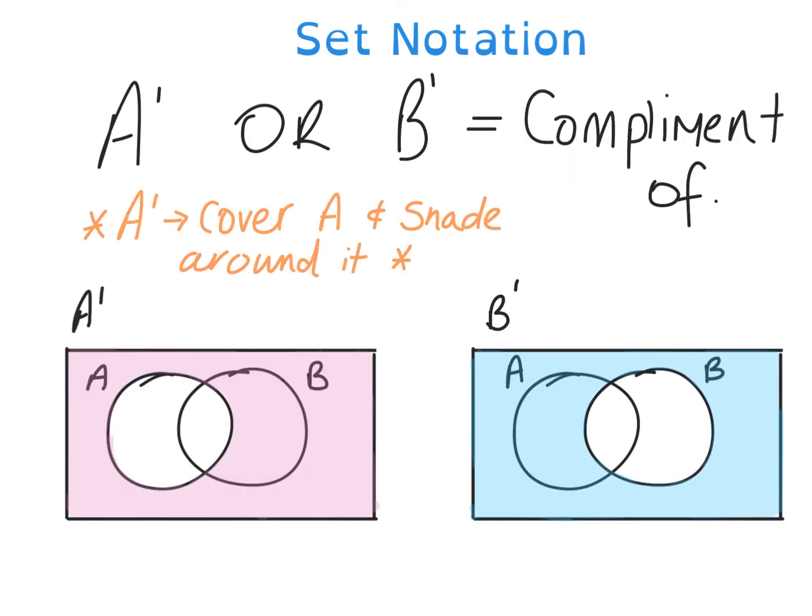Now you've got A or B complement. That means complement of. So what you do is you cover A and you list everything else outside of A. That's what A complement is. B complement then means you cover B and you say list everything else outside of that.